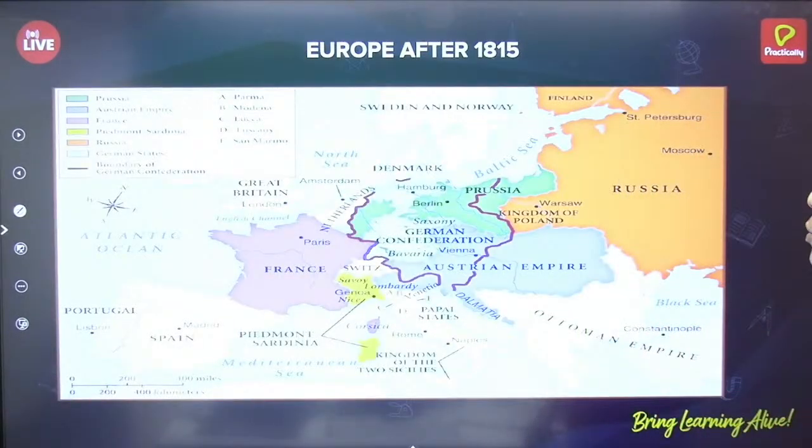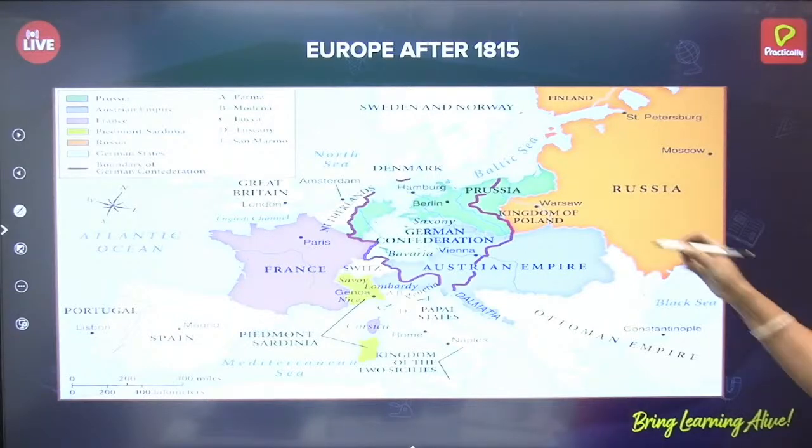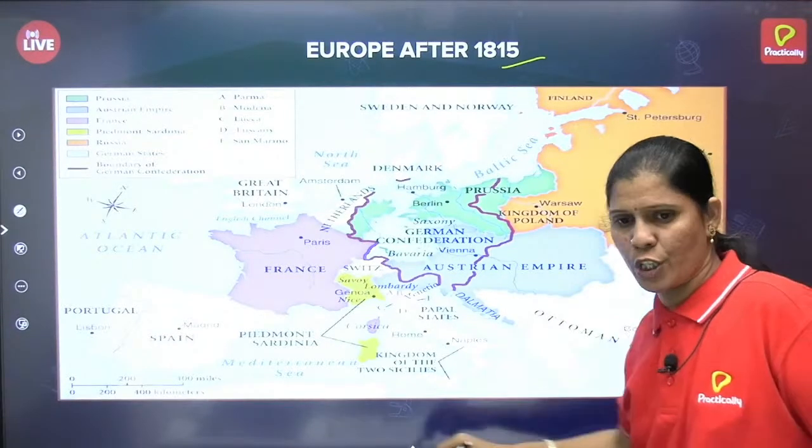Now let us have a look over here, Europe after 1850s. You can have a look over this map, children. You can see different countries. Green one, Prussia, a blue Austrian Empire, the France violet one, Piedmont and Sardinia, there was a Russia, German states, boundary of German Confederation. Let us have a look at this. After 1815, after the Treaty of Vienna, this was the situation of the nations.